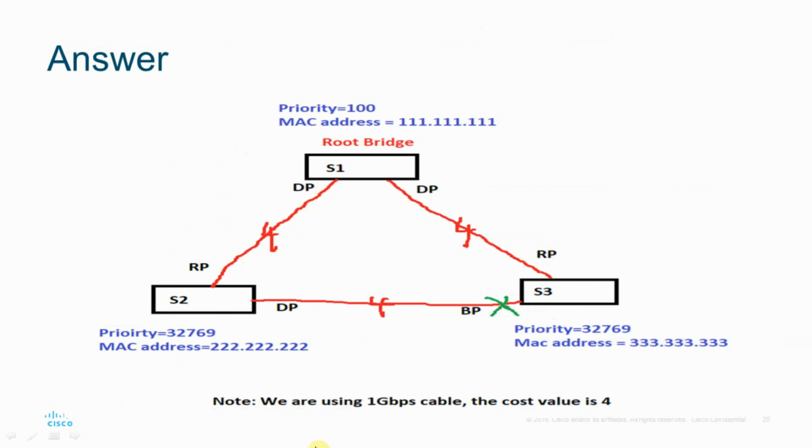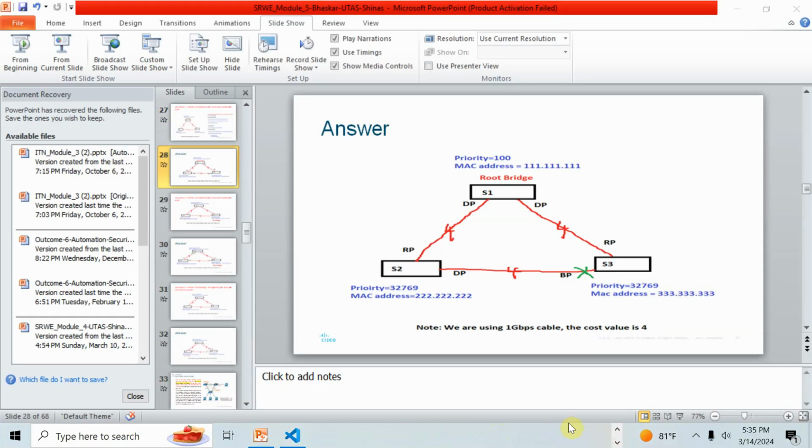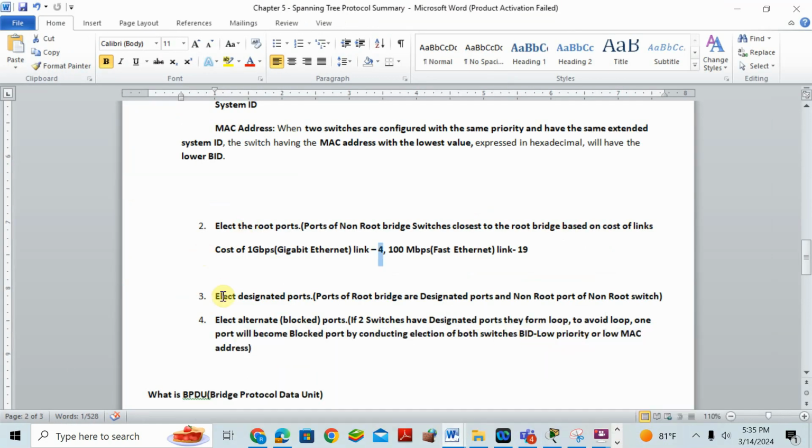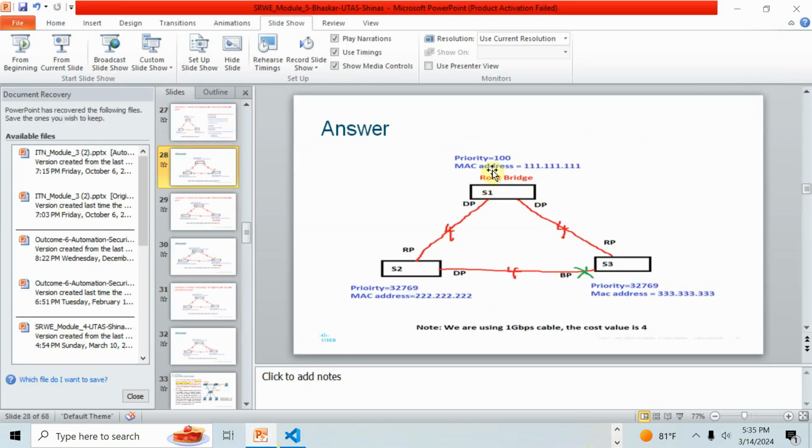Now, what is DP and BP? Designated port and blocked port, that is BP. DP means designated port. The ports of a root bridge are designated ports, and non-root ports of non-root switches. The root bridge has two ports. That is always DP, designated port, because the root bridge has no need to find the shortest path to reach root bridge, because it itself is root bridge.